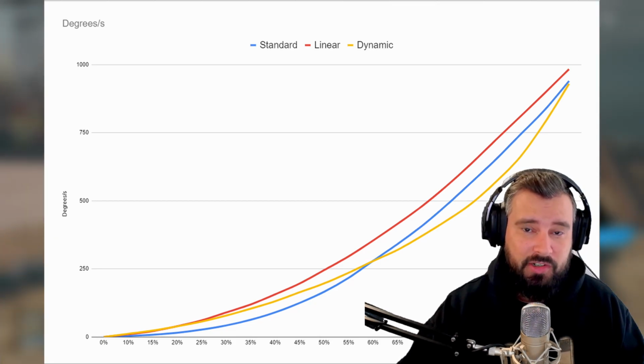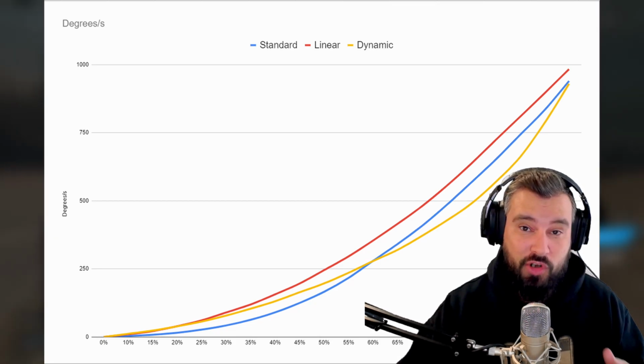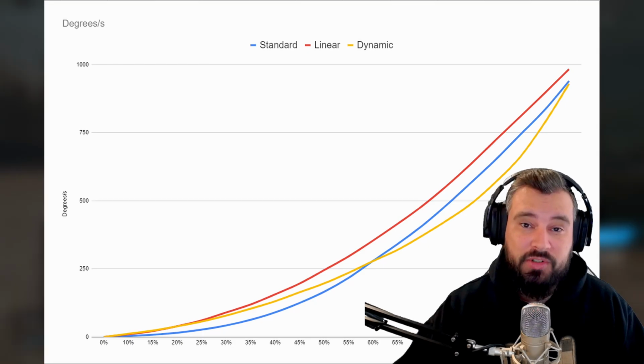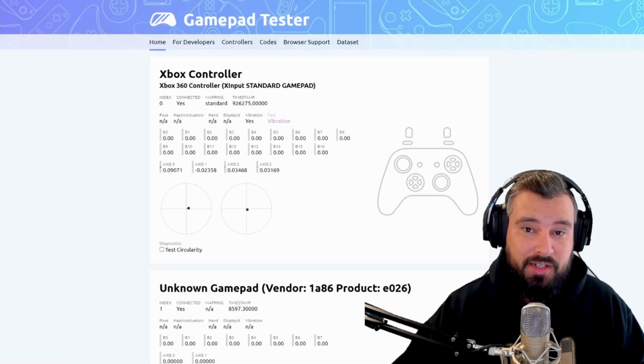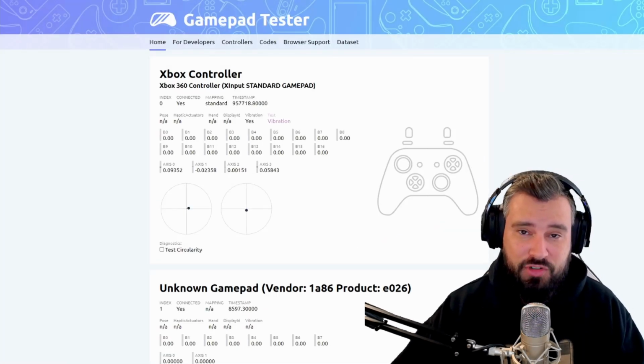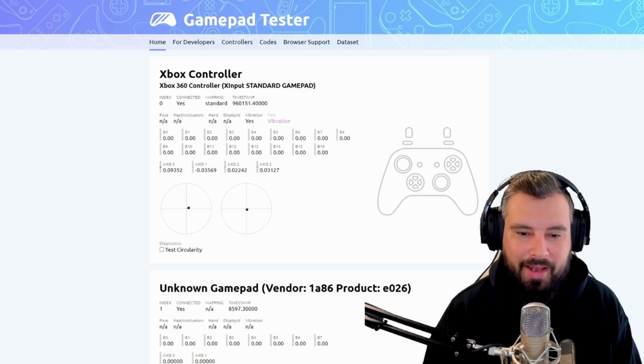Now, because of this, I needed to figure out a way of actually being able to determine what the curve looked like. And I found this website called Gamepad Tester. And what this website does is it actually shows your inputs and it gives you some real-time data for what you're actually doing. Now, as you can see here, it shows you very accurately where your thumbstick is. And it's also very good for showing you dead zone and that sort of thing.